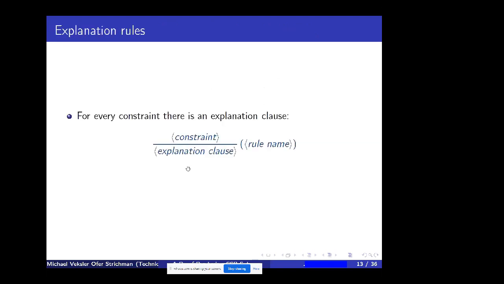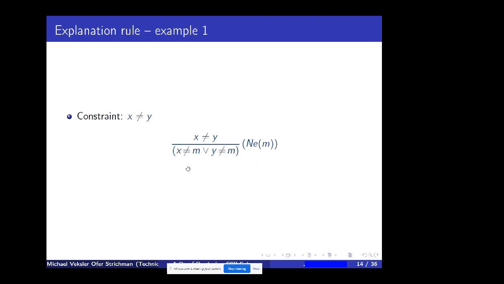The idea is that for every constraint, there is such an explanation clause. And we actually have a proof of this. We show that every constraint that satisfies certain conditions, and all the constraints that we're aware of that are being used in CSP satisfy these conditions, you can always come up with a recipe on how to create this explanation clause. So it's time for examples.